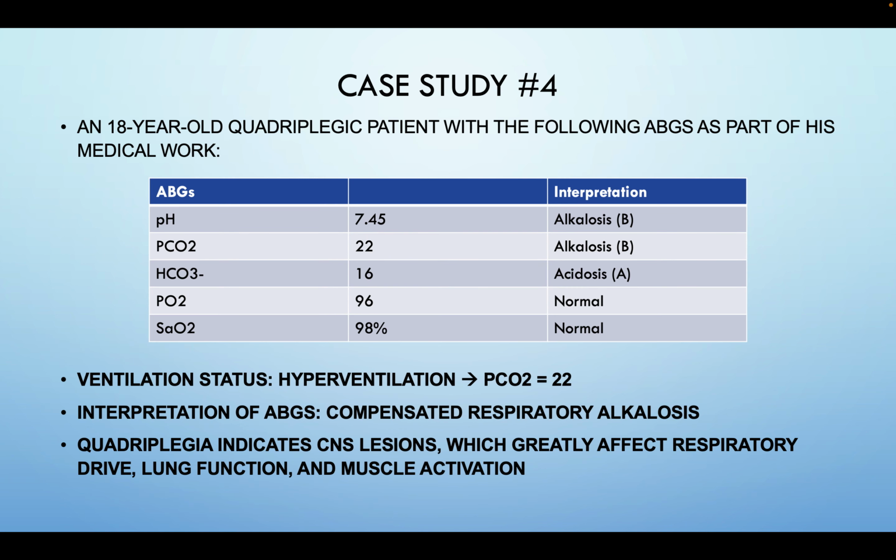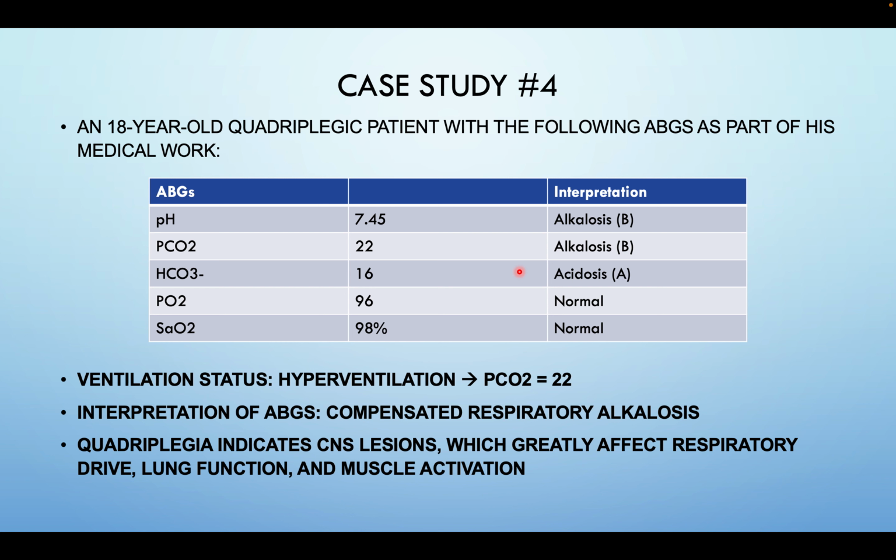Going to the fourth case study, an 18-year-old quadriplegic patient with the following ABGs as part of his medical workup. And step 1 is looking at the pH. Because it falls above the 7.4 value, it seems that he is basic. And step 2 is seeing which system is responsible. Because the PCO2 is also basic, it seems that the respiratory system is at fault. And step 3 is seeing if there's a compensation present. Because the bicarbonate is acidic, it seems that there is one present.